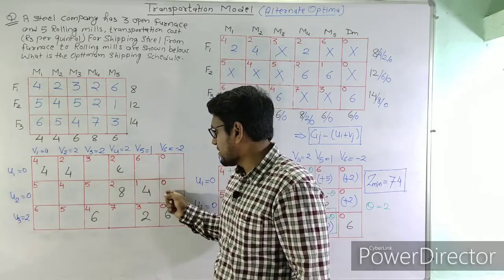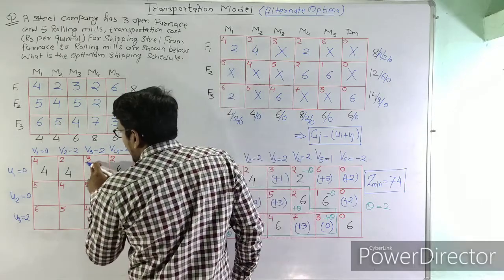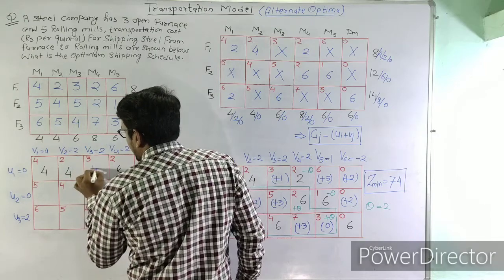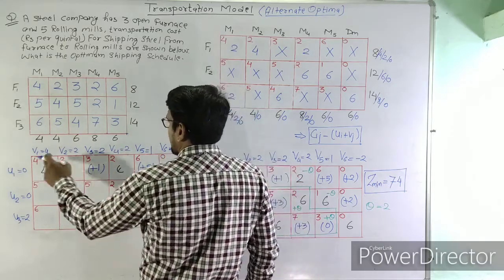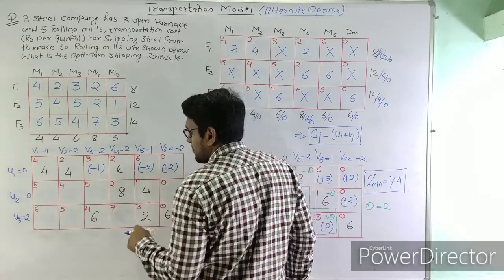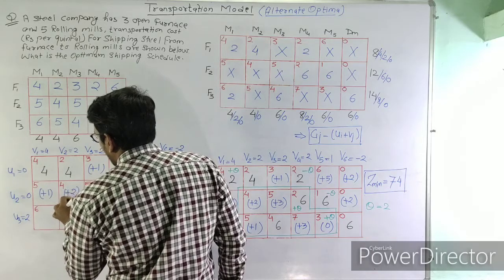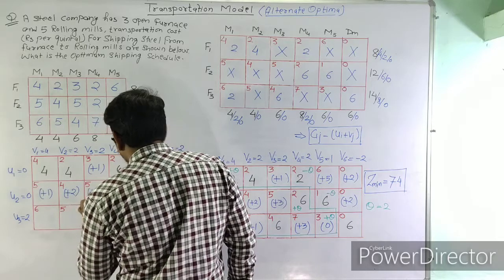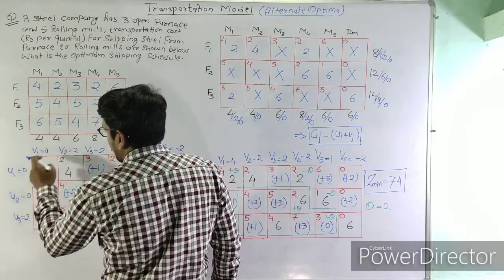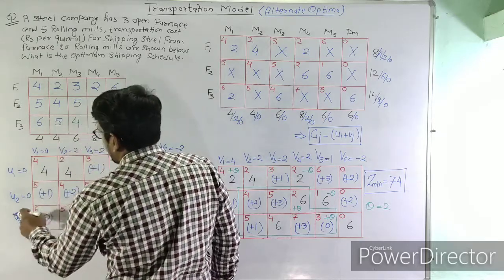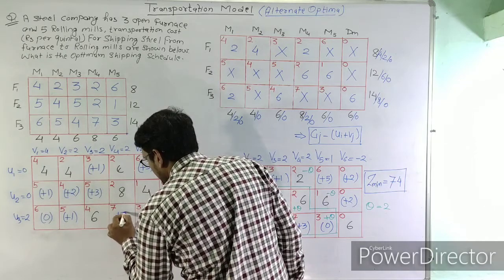We need to calculate the values at non-basic cells, and we need to calculate Cij minus (ui plus vj). So let us calculate this. 3 minus (0 plus 2), that means 3 minus 2 is plus 1. Here 6 minus (0 plus 1), 6 minus 1 is plus 5. Here 0 minus (0 minus 2), so minus of minus 2 is plus 2. 5 minus (0 plus 4), 5 minus 4 is plus 1. 4 minus (0 plus 2), 4 minus 2 is plus 2. 5 minus (0 plus 2), 5 minus 2 is plus 3. Here 0 minus (0 minus 2), minus of minus 2 is plus 2. Here 6 minus (2 plus 4), 6 minus 6 is 0. 5 minus (2 plus 2), 5 minus 4 is plus 1. And here 7 minus (2 plus 2), 7 minus 4 is equal to plus 3.